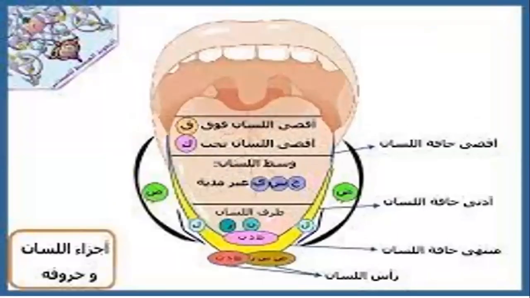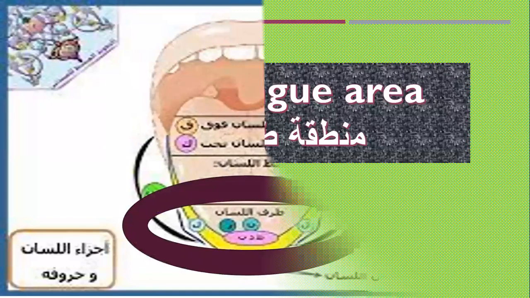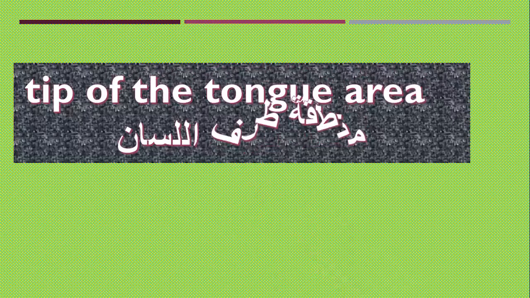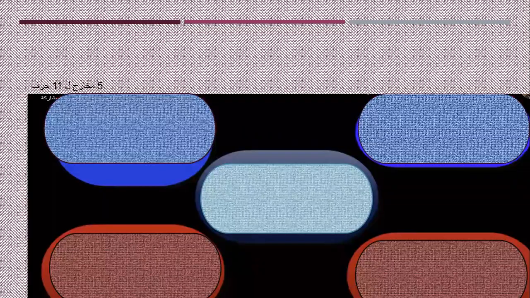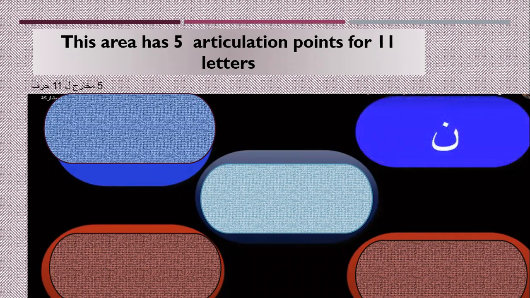Today, inshallah, we will study together this area, طرف اللسان. طرف اللسان means the tip of the tongue. Okay. This area has five articulation points for 11 letters. These articulation points in the tip of the tongue are number one, letter noon.